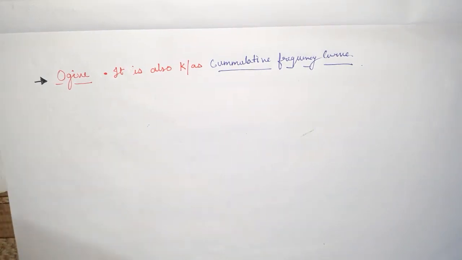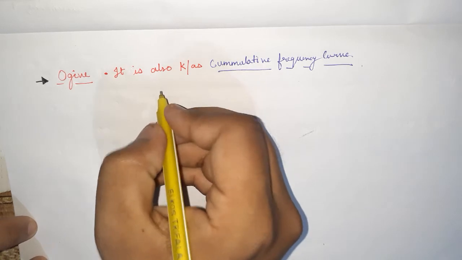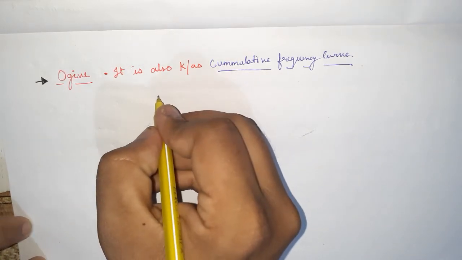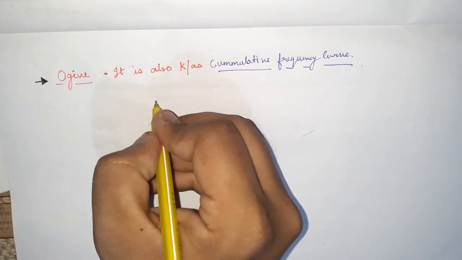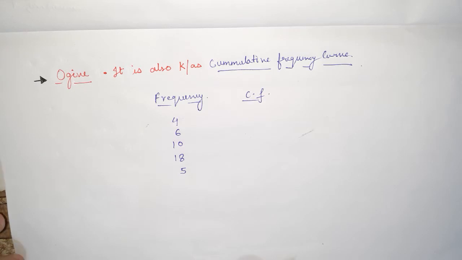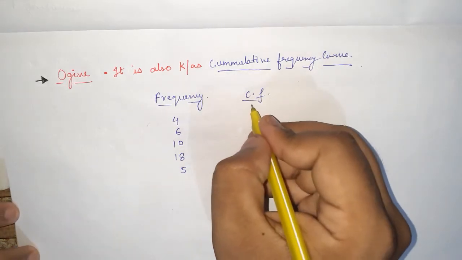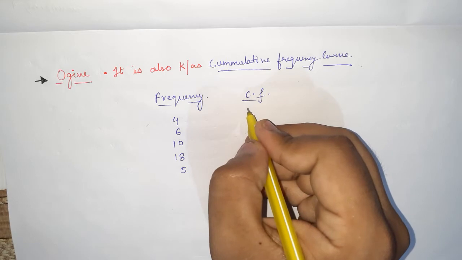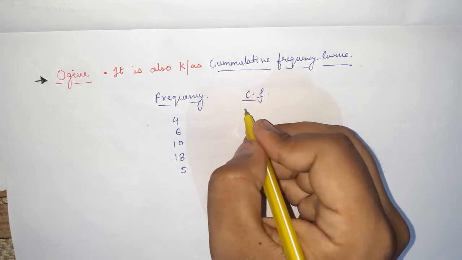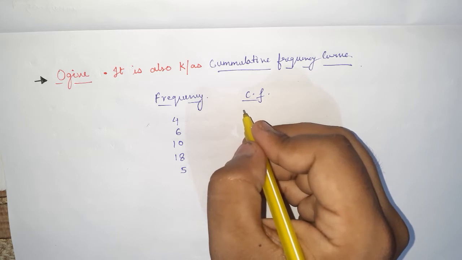Now OGIV is a kind of curve which is constructed by plotting the cumulative frequency data on the graph paper. That means we have to first learn how to calculate cumulative frequency. As you all know, for calculating cumulative frequency, let us see, we have a frequency given over here. So this is a frequency. Now let us convert this frequency into cumulative frequency. Since in OGIV we plot the cumulative frequency on the graph paper, so in that case we have to convert it.